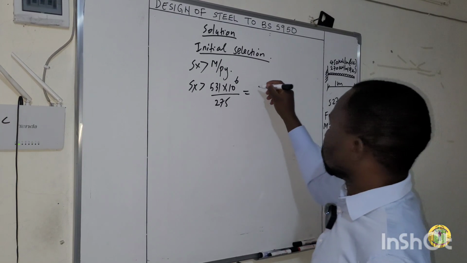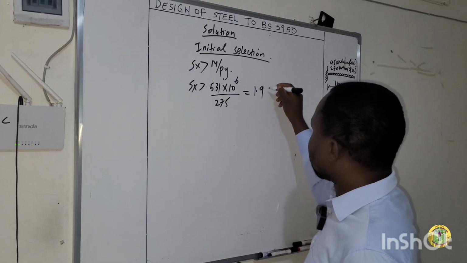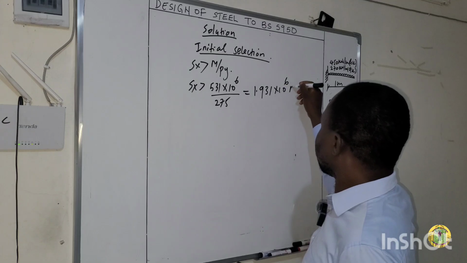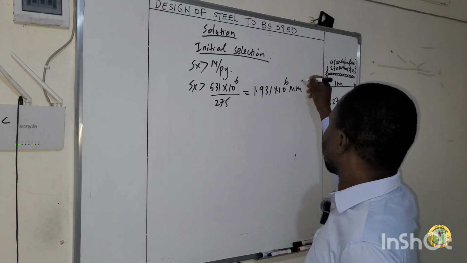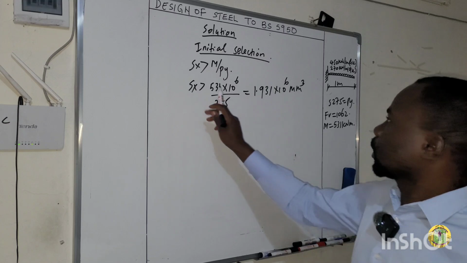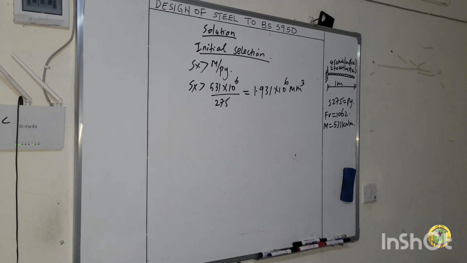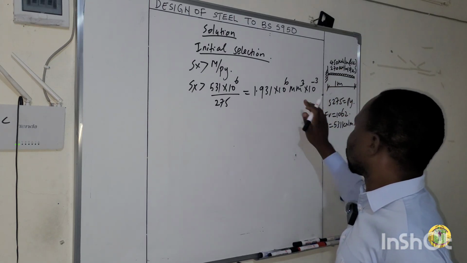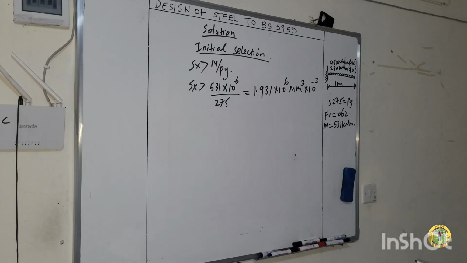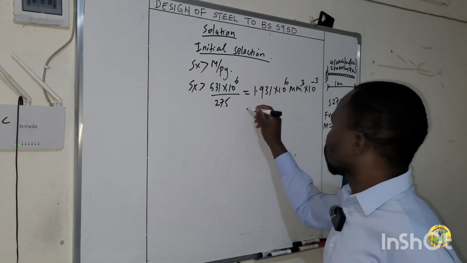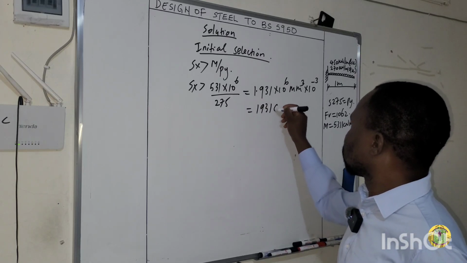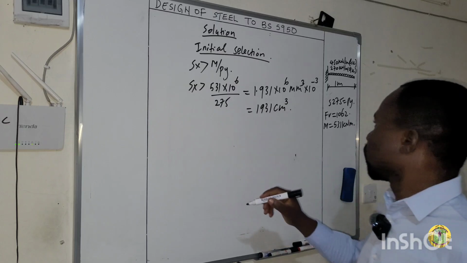So this one is equal to 1.931 times 10 raised power 6. Remember, it is in millimeter cubic. But Sx, which is the plastic modulus in the table, is given in centimeter cubic. So you will multiply by 10 raised power negative 3 to convert it from millimeter cubic to centimeter cubic. So this one is equal to 1931 centimeter cubic. So this is Sx, like that.